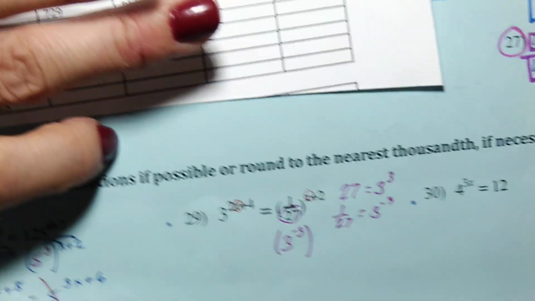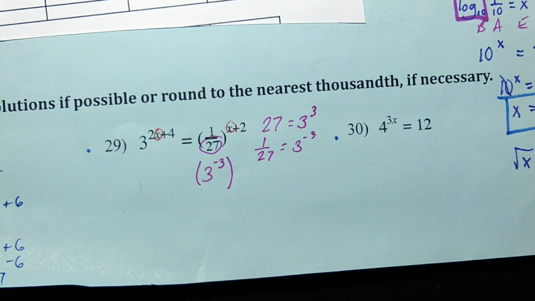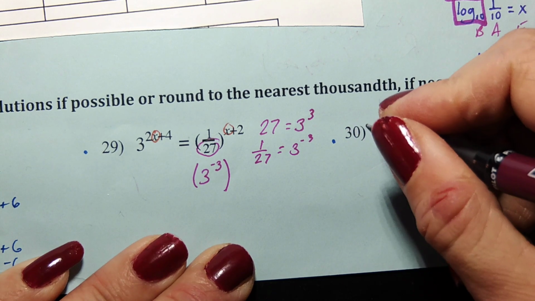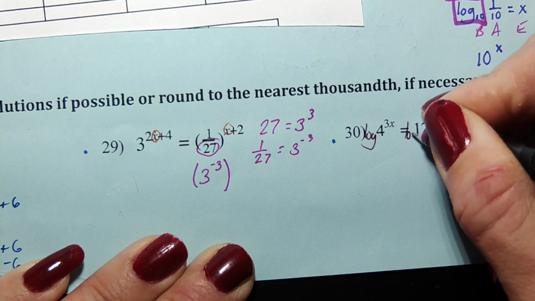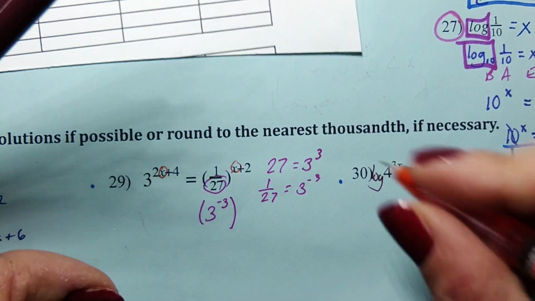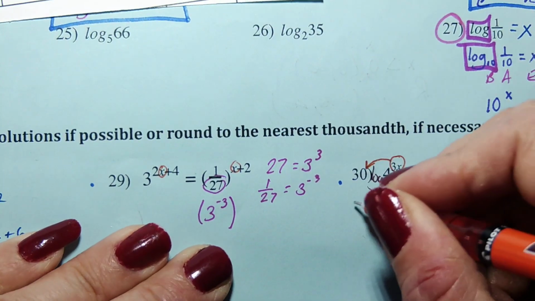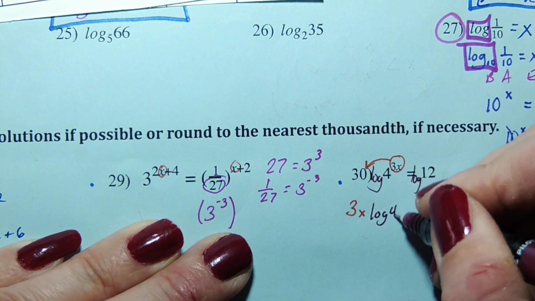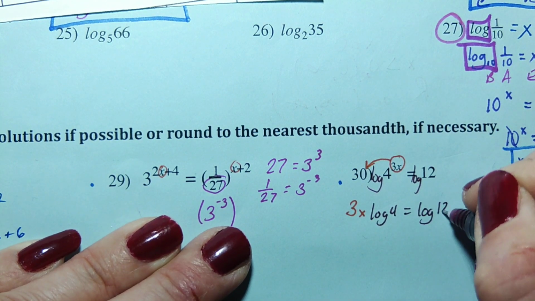Can I write 4 and 12 as the same base? No. I can write 4 as base 2, but 12 I cannot. So what do I do when I can't get the same base? You log both sides. Common log time. So common log here, common log here. And that allows us to move our exponent out in front as a coefficient. So 3x log 4 equals log 12.